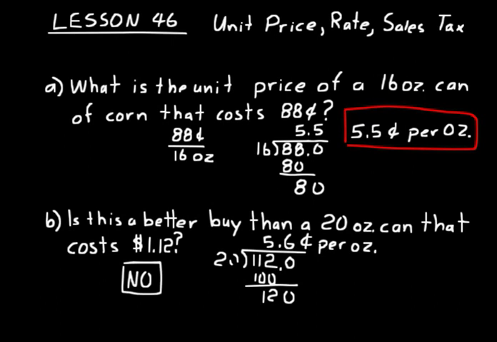Because that's the question, right? Is this a better buy than a 20-ounce can that costs $1.12? And actually, I'm not answering the question correctly. Yes, 5.5 cents per ounce is a better buy than a 20-ounce can that costs $1.12, because a 20-ounce can that costs $1.12 is 5.6 cents per ounce. 5.5 cents per ounce, that's what we got for A, that is a better buy.